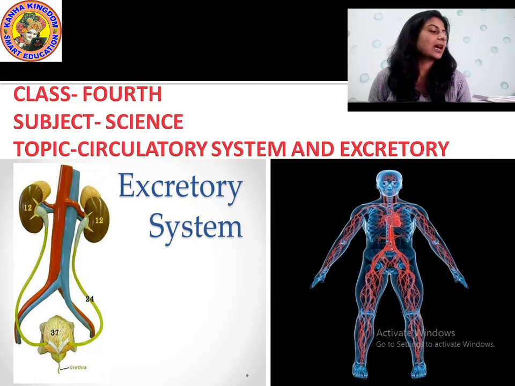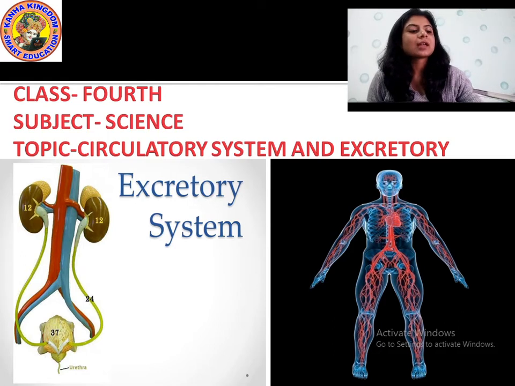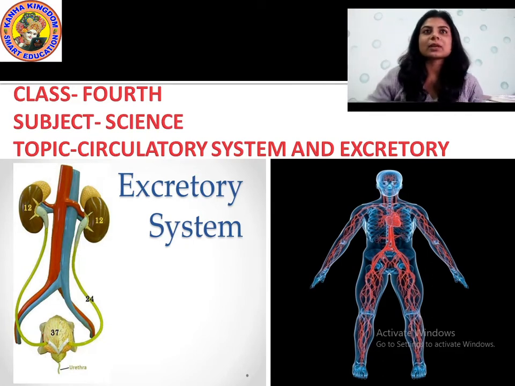Alright, in the previous class, what did we study? We studied chapter 7, that was plant adaptation, right? Today we will begin with the next chapter, that is circulatory system and excretory system. So students, let us begin with this chapter and see the contents of this chapter. What are we going to study?